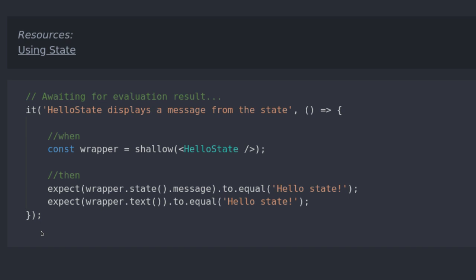So the first test says we expect the wrapper, which is our hello state component, dot state, in other words it has a state object, dot message. Inside of that state object there should be a property called message, and we expect it to equal the string hello state with an exclamation mark. And then the line below it, we expect the wrapper dot text, so we just expect there to be some text output from that component, and we expect that to equal the same string, hello state. That is how I would translate that test into everyday language, yeah?